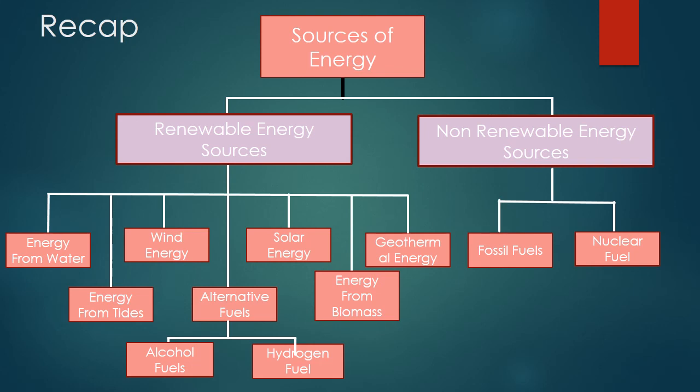Nuclear fuel is also included in non-renewable because it is usually taken out from uranium, and uranium is present in lesser amount on Earth. While renewable energy sources are energy from water, wind energy, solar energy, geothermal energy, energy from biomass, and energy from tides. Then we learned about alternate fuels. We read about two forms of alternate fuels. One is alcohol and the second one is hydrogen fuel.